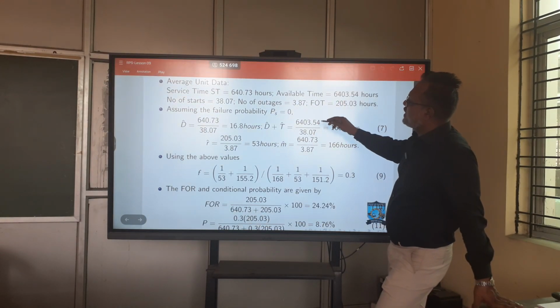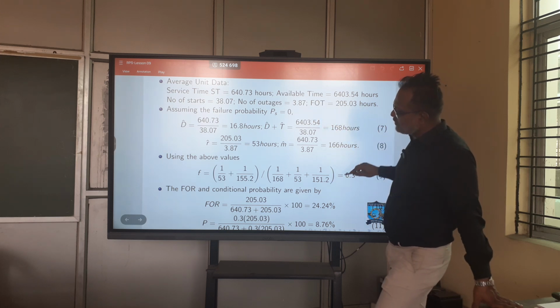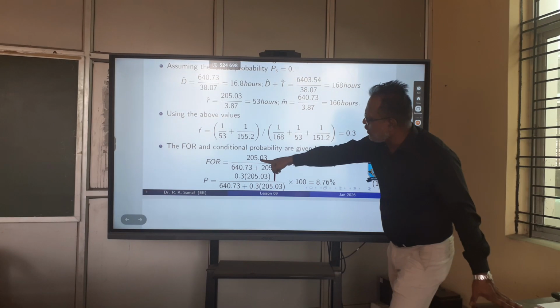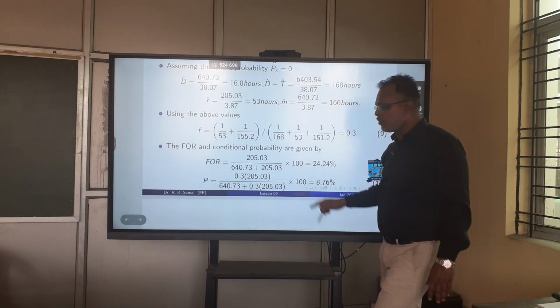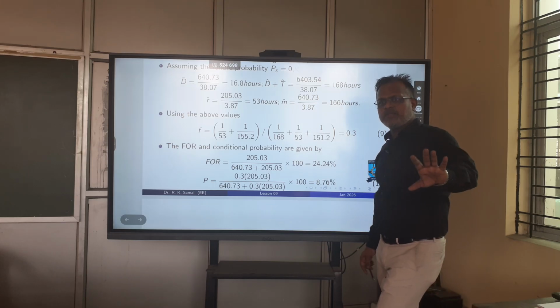Service time, available time, number of outages, all these things are there. So all the terms that you have seen, for example, this is how FOR is calculated, how the FOR is obtained. This example shows that. This won't come in the exam, this is only for your reference.